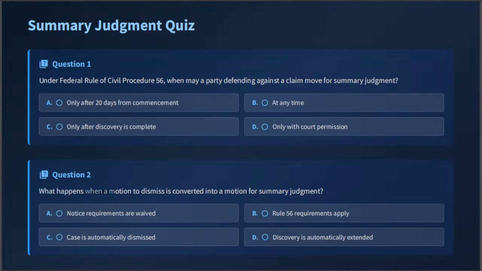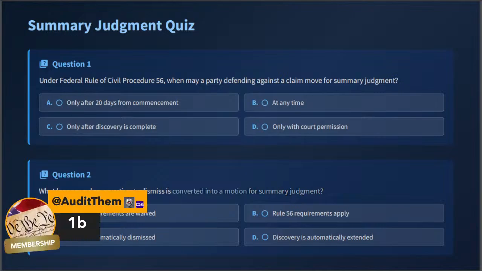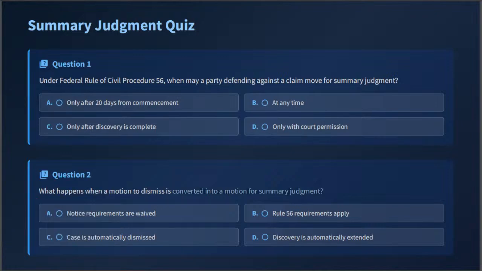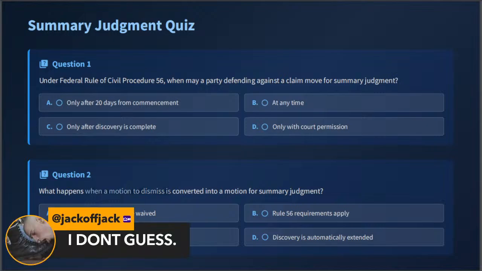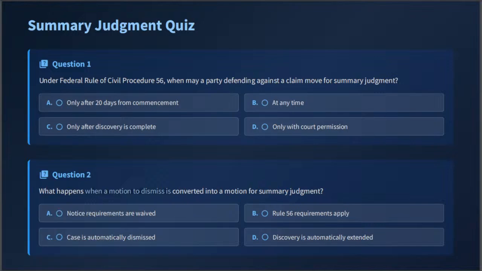What happens when a motion to dismiss is converted into a motion? Auditum says 1B. All right, Auditum says 1B. Okay, we got you noted. So on question 2, what happens when a motion to dismiss? Jacob Jack says, I don't guess. That's right. So put your affirmative answer in, and we'll assess it very soon.